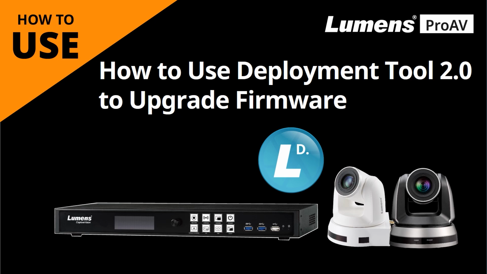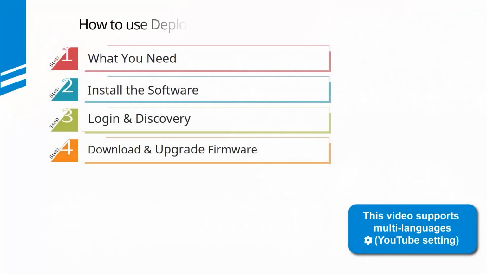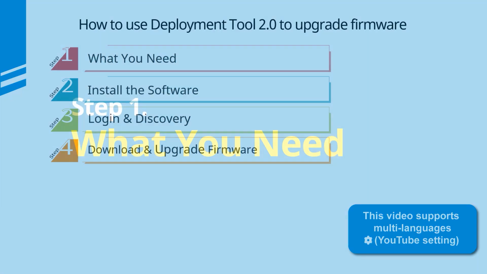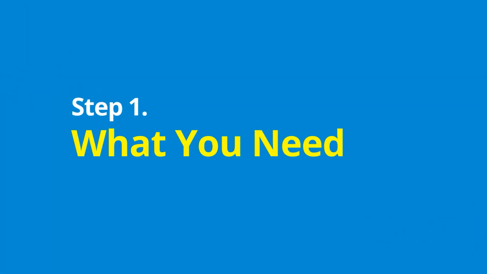This video shows you how to upgrade the firmware of Lumens cameras and media processors using Deployment Tool 2.0. This video is divided into 4 parts. Let's start with the equipment you need.